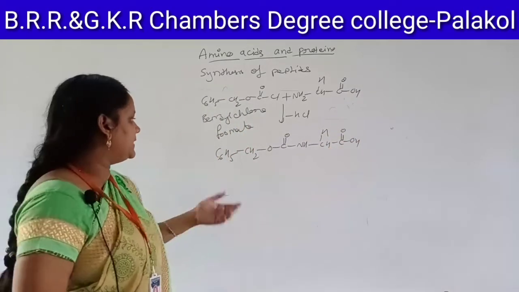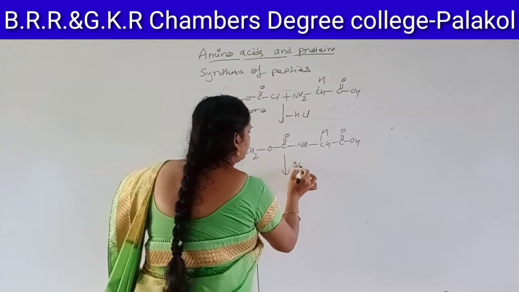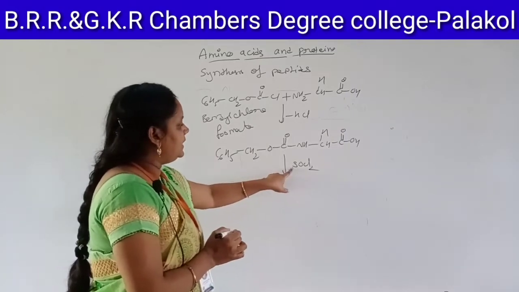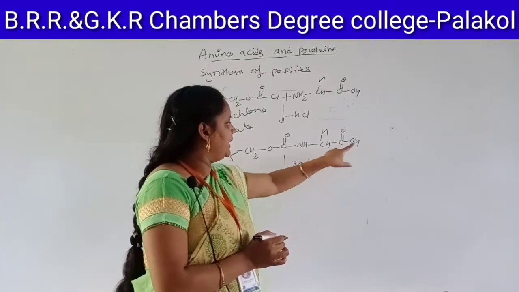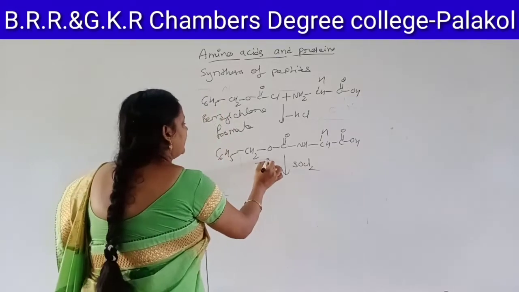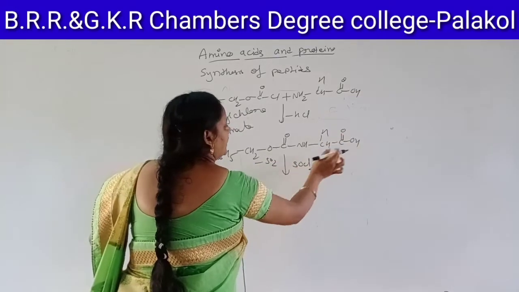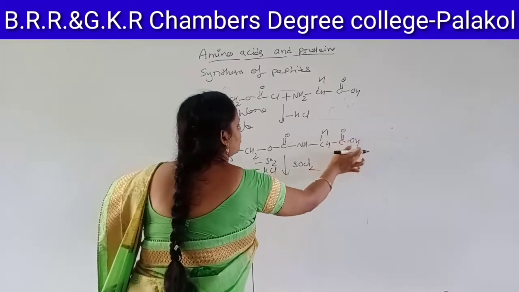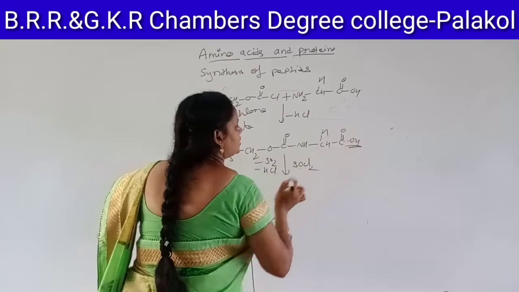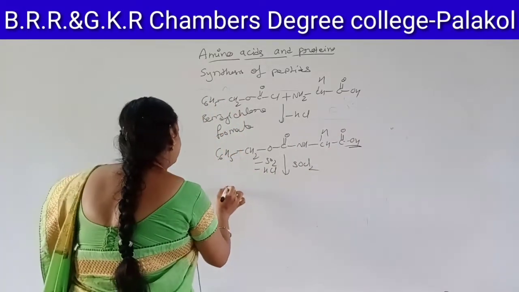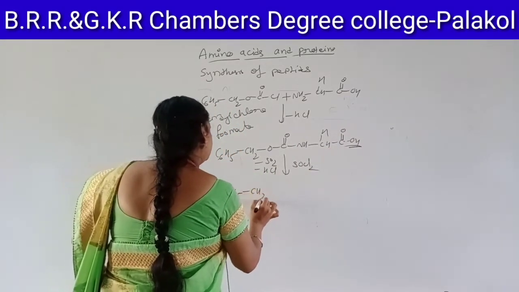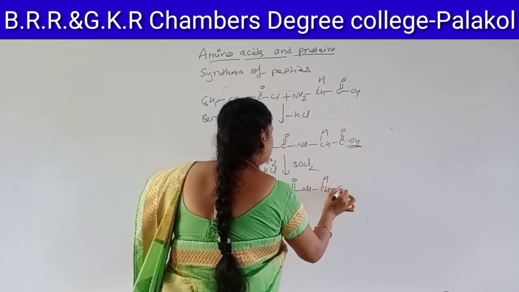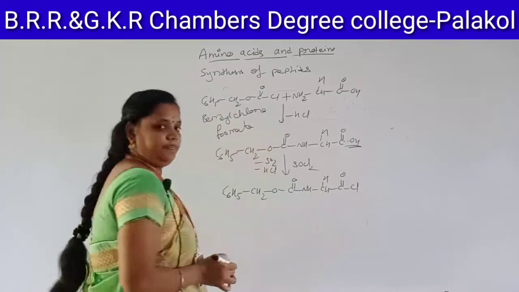Okay students, in the next case you have to treat it with SOCl2. If you treat it with SOCl2, what happens? SO2 and HCl will be removed. So you can remove SO2, SO and oxygen from here, and HCl, H from here, Cl. Totally the OH group is removed. In the place of OH, we will get Cl. CH2, C double bond O, Cl.